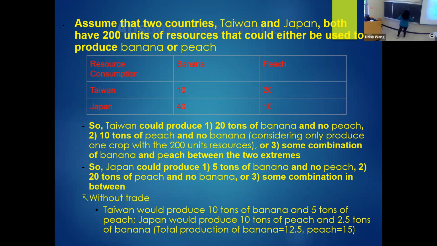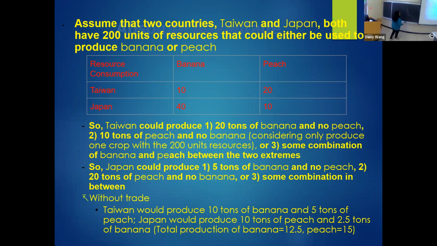So we can draw a line. This is banana, this is peach, right? So it's like a very simple linear modeling. If we only produce banana, we'll have 20 tons. So let's say 20 is here. And if we only produce peach, it will be 10. So for Taiwan, the line to produce peach or banana, it will be any combination on this line, right?